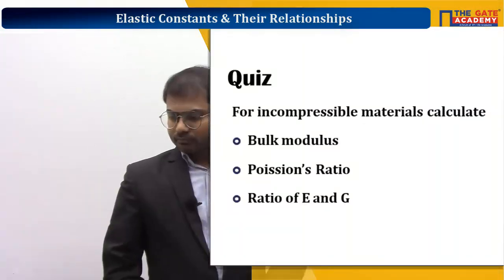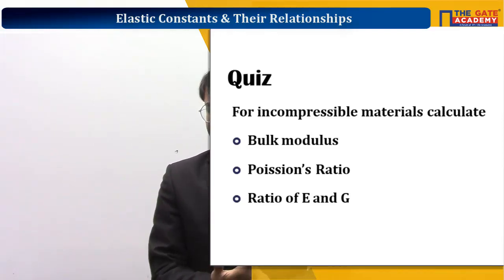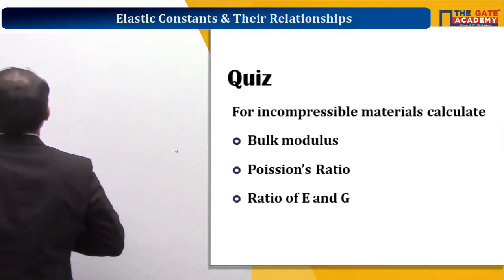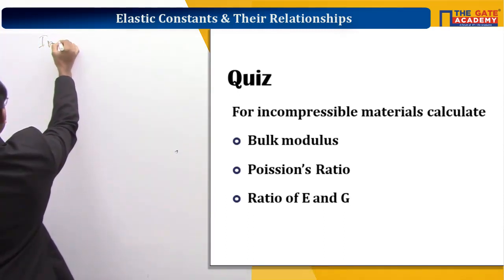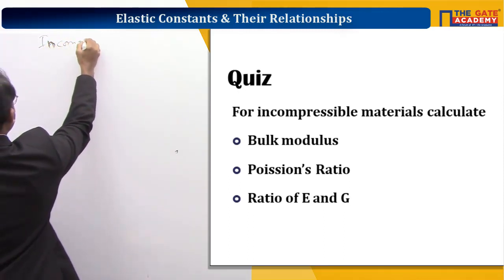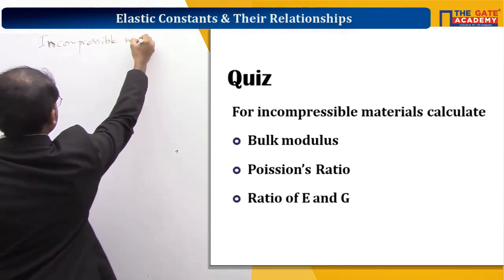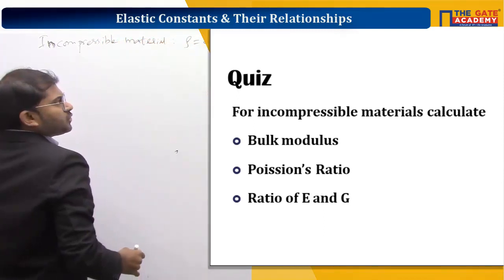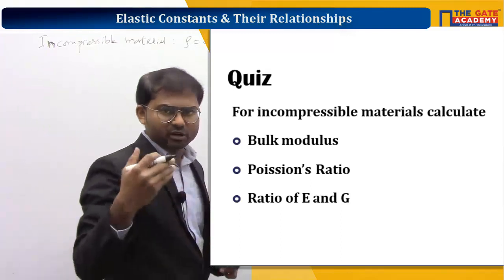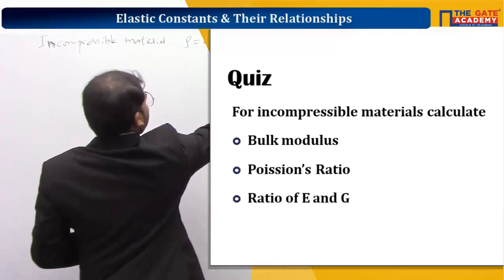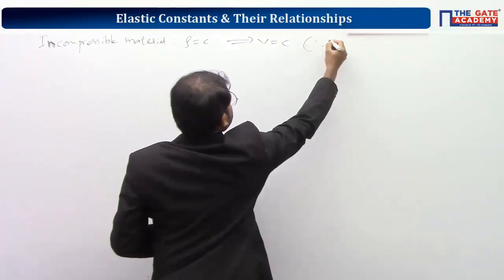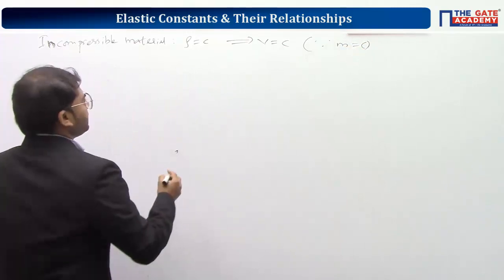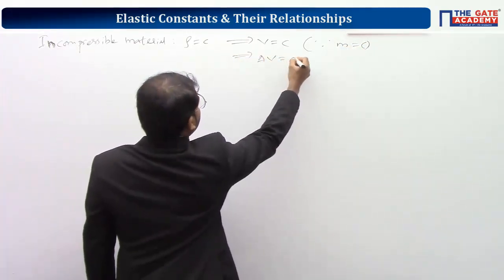It's given that for an incompressible material, what is the value of bulk modulus? I hope everybody knows what an incompressible material is. The primary definition of an incompressible material, whether it is solid or liquid, is that density should remain constant. Before and after application of load, there will not be any change of mass. So this implies you'll have volume also constant, since mass will always remain constant. Volume is constant means change of volume is equal to 0.